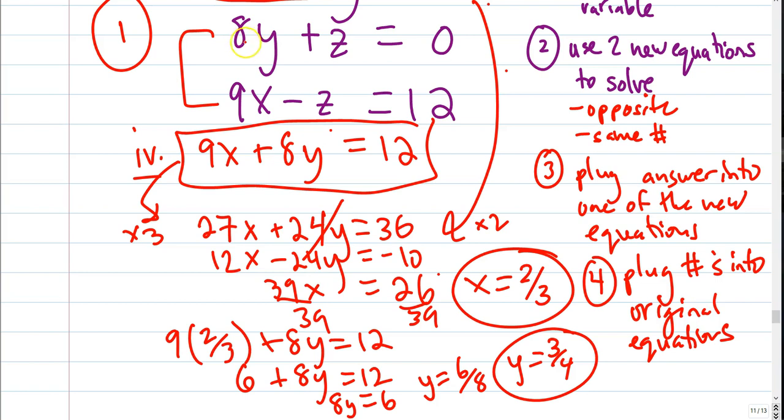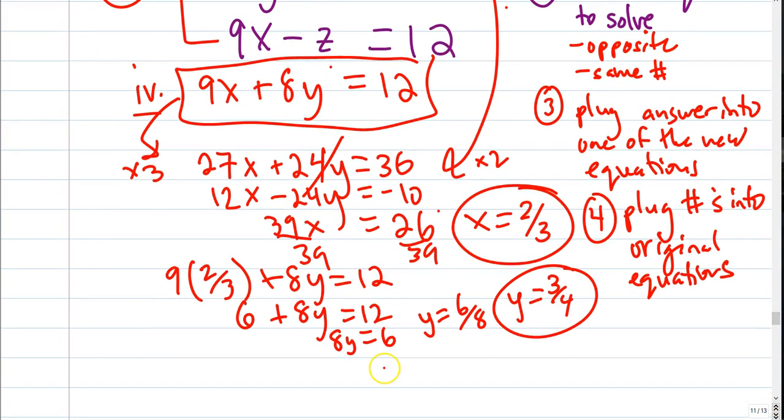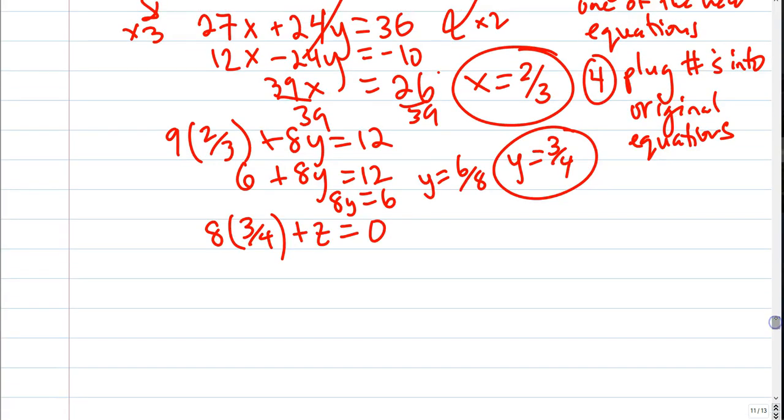So basically equation 2 or 3, I'm going to plug this into. Which of those has a z that's easier to solve for? Probably the +1, right? So I'm going to bring down that 8y plus z equals 0. 8 times y, 3/4, plus z equals 0. Okay. 8 times 3/4 is 6, plus z equals 0. Subtracting, z is equal to -6.